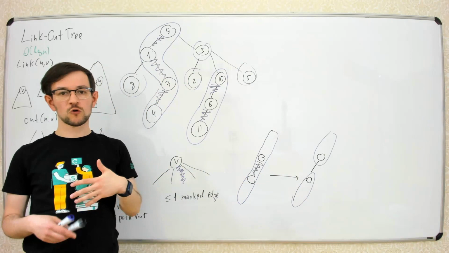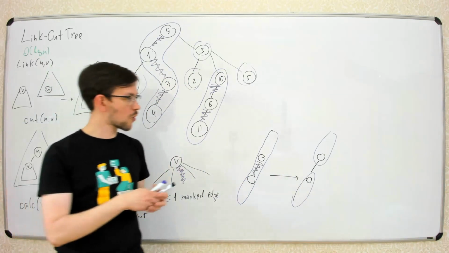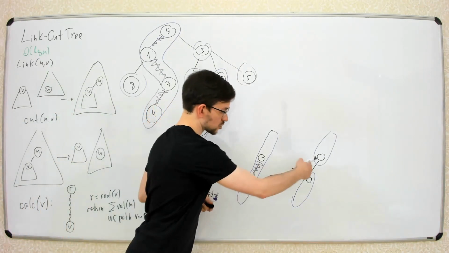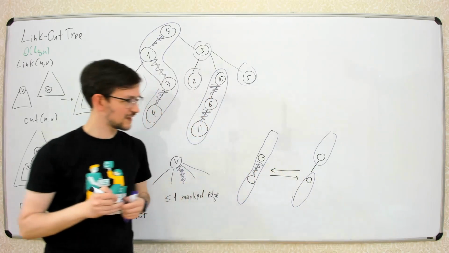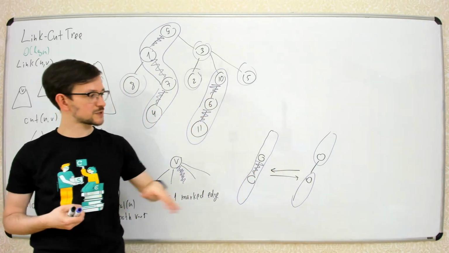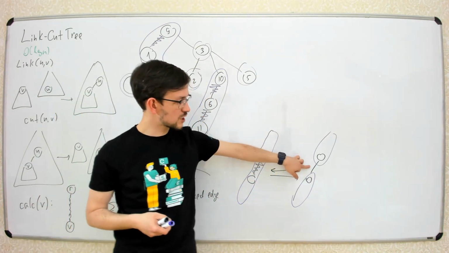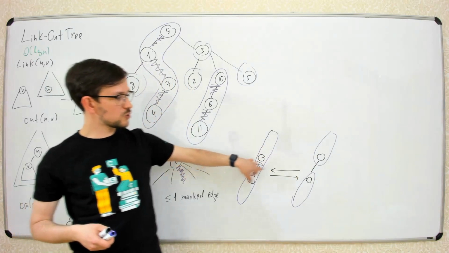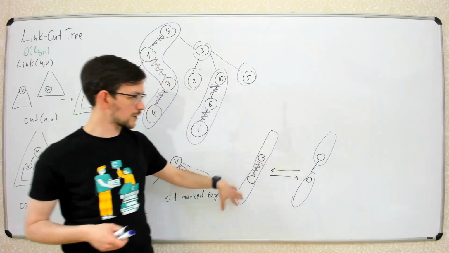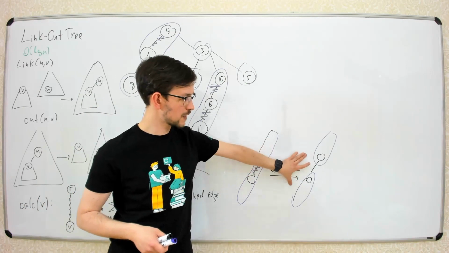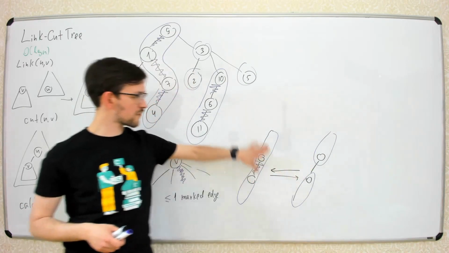What happens if you mark the edge? The opposite thing happens. If you have an unmarked edge and then you mark this edge, then you need to merge these two paths into one. You have these two separate paths, and after you mark this edge, you have one single path.